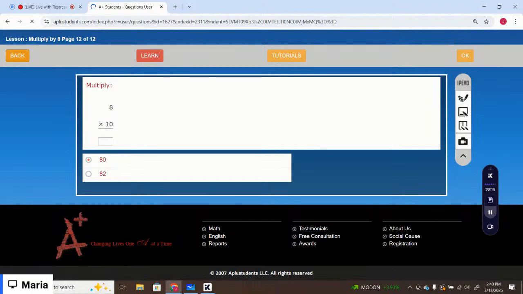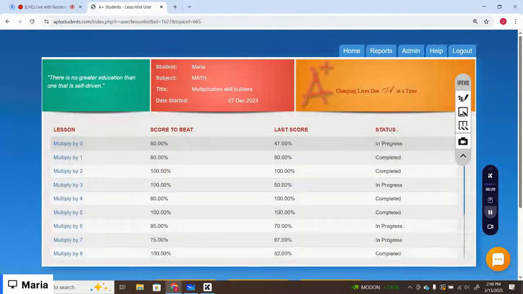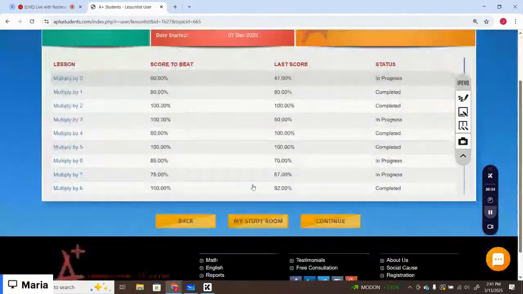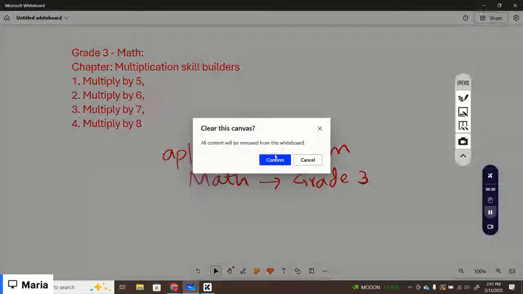So we were working on grade 3 math. The chapter we're working on is multiplication skill builders. The lessons we have covered today are multiply by 6, multiply by 5, multiply by 6, multiply by 7, and multiply by 8. So please make sure before the next session you complete all the practice questions for the lessons you just did. That is your homework until next session.